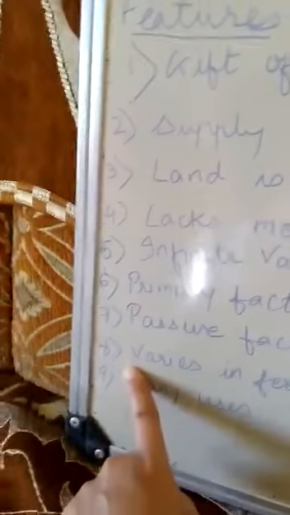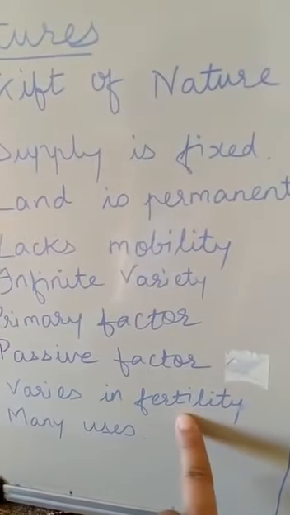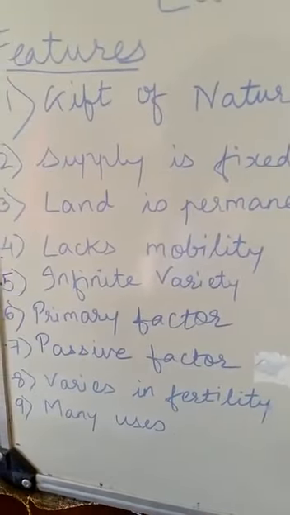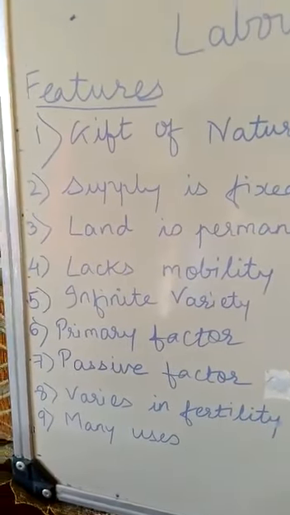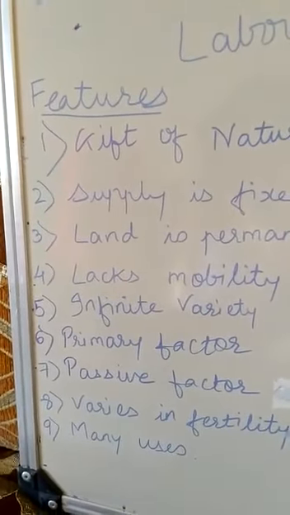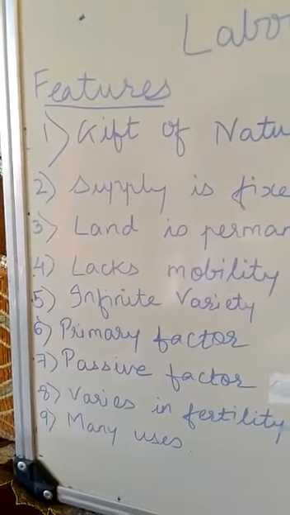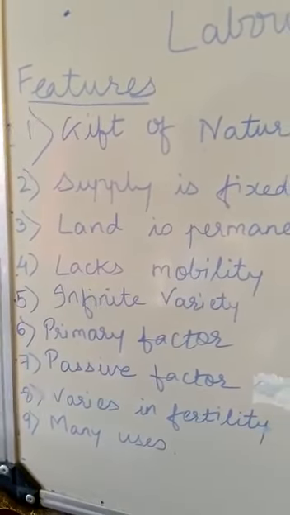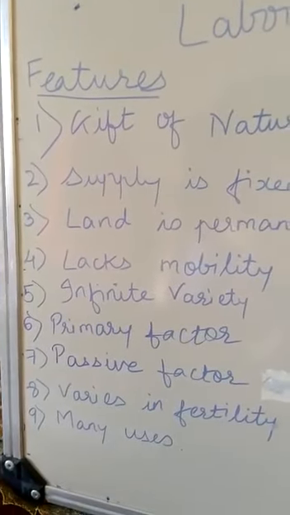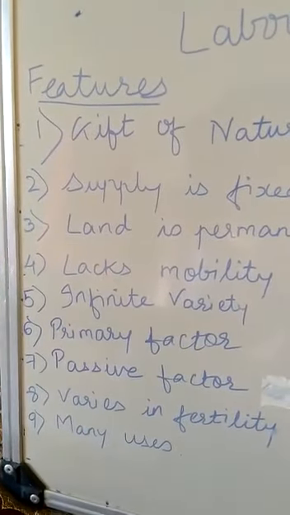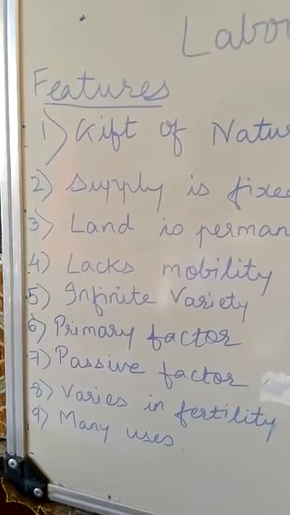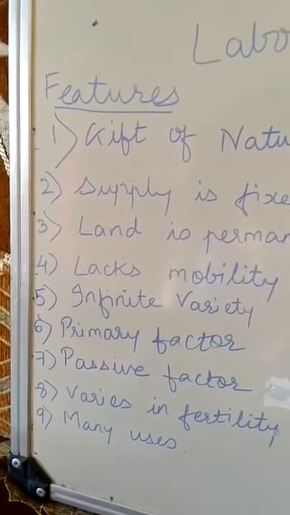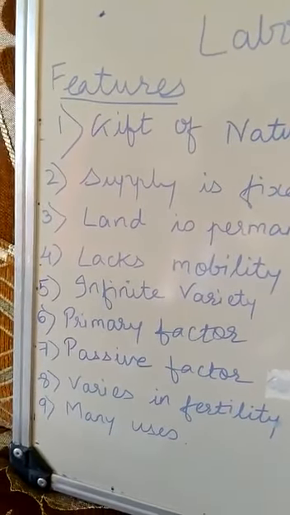Next is, it varies in fertility. Yes, the land is different in fertility from one area to another. Say, for example, the piece of land in Haryana might be much more fertile than the piece of land which is located in Rajasthan. So, the fertility of land differs from place to place.